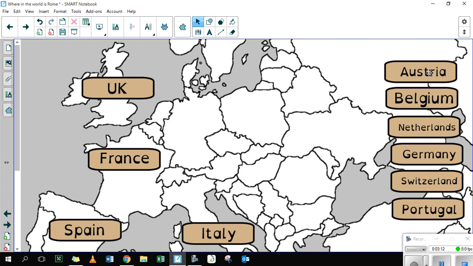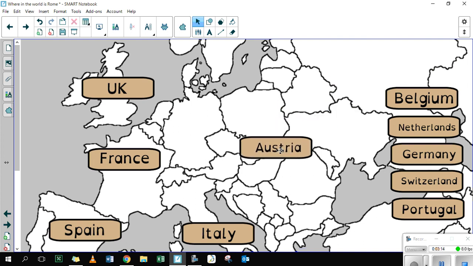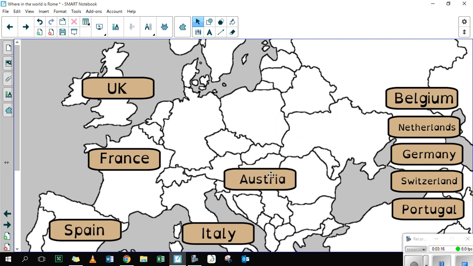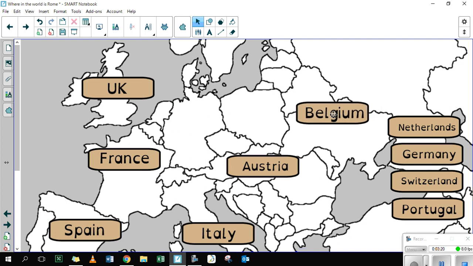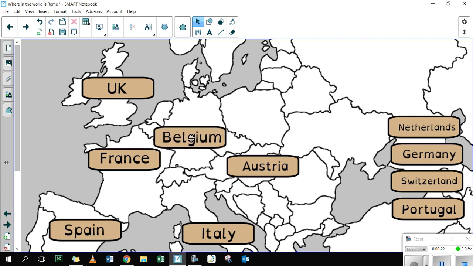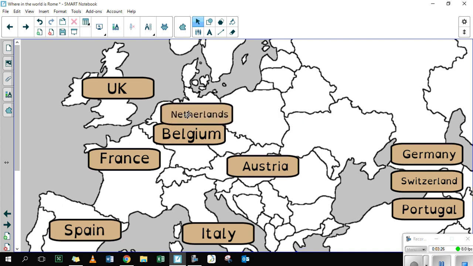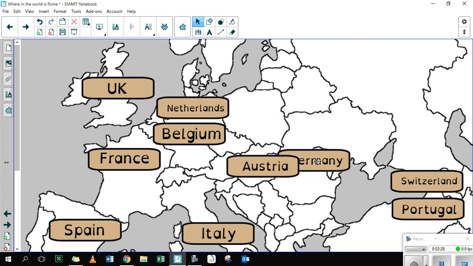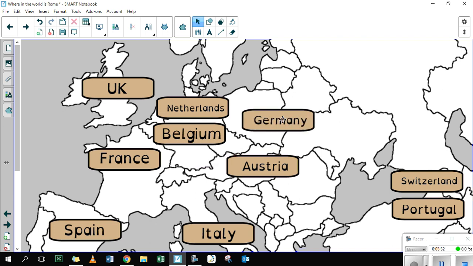Austria, if you remember, was next to Switzerland. So it's this shape here, this bit. Belgium, where you get the Belgian chocolate from, was here, this little country here. The Netherlands, just north of that. Germany, this country here. It's getting tricky now, so maybe I'll put some lines on so that you can see a little bit better. There we go, that's Germany.